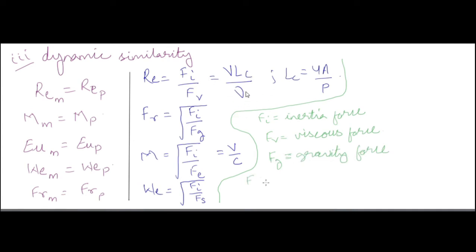So V LC by kinematic viscosity, where characteristic length LC is equal to 4A by P. A is the area of cross section through which the flow is happening, and P is the wetted perimeter, or the perimeter of the flow. Again, Froude number is equal to the square root of inertia force by gravity force. Mach number is equal to inertia force by surface elastic force.